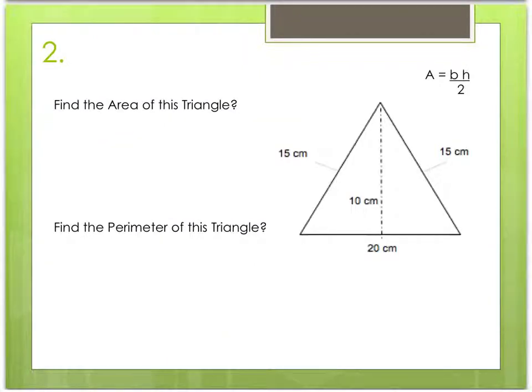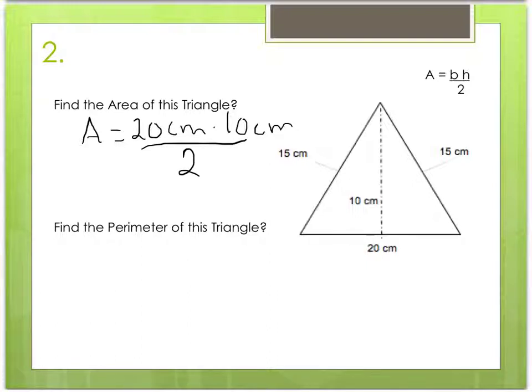Question 2 of this assessment was asking us to find the area of this triangle. So in order to do that, we are going to use this equation. Area is equal to base times height divided by 2. For this triangle, the height is identified as 10 centimeters and the base is equal to 20 centimeters. So we are able to answer this equation. So area is equal to our base, which is 20 centimeters, times by our height, which is 10 centimeters, divided by 2, which gives us an area equal to 100 centimeters squared.